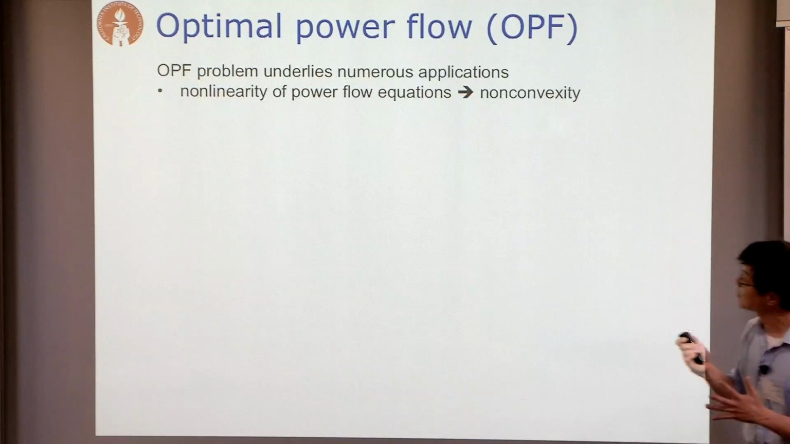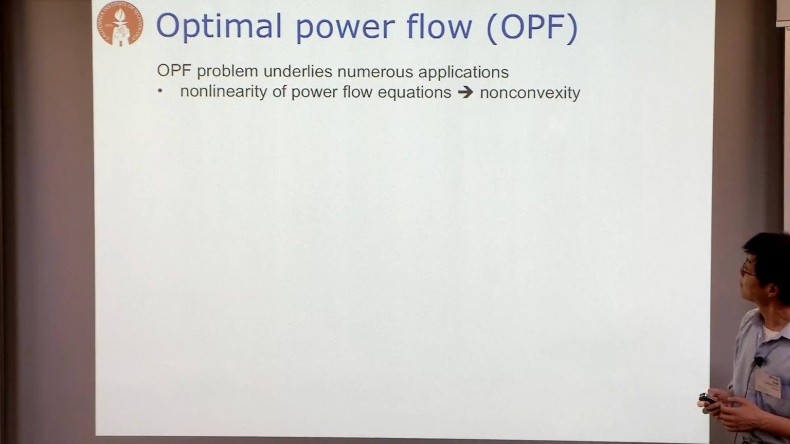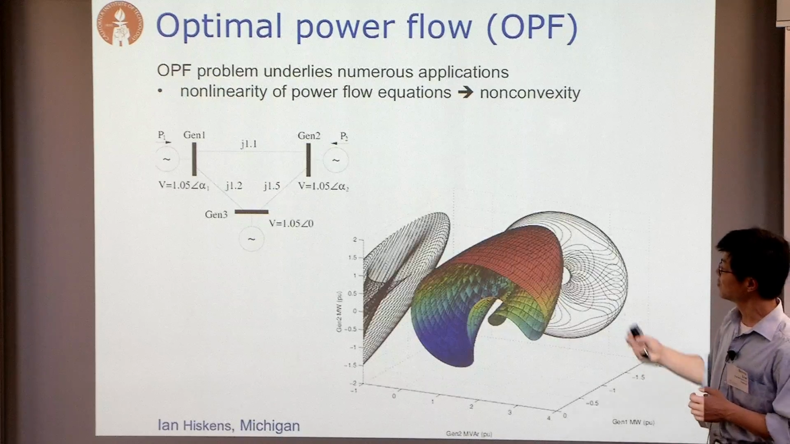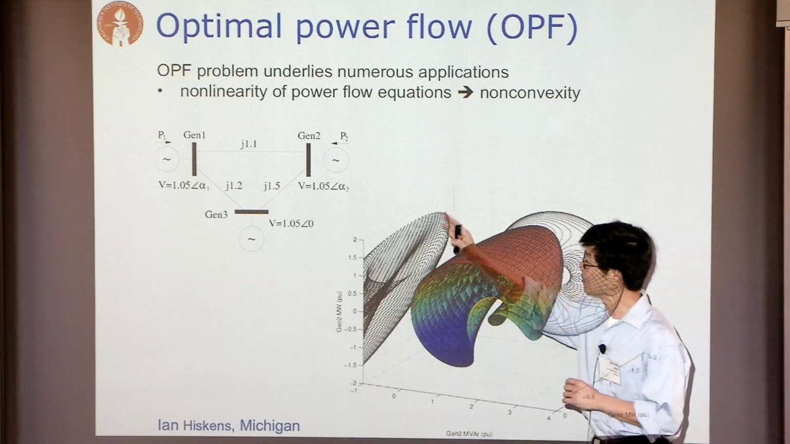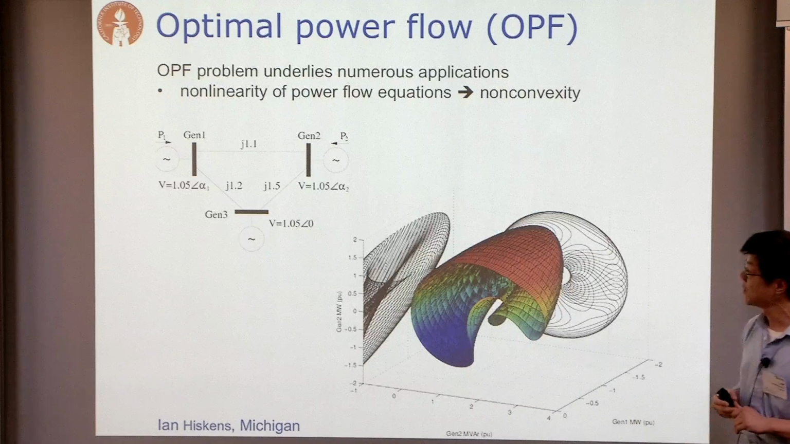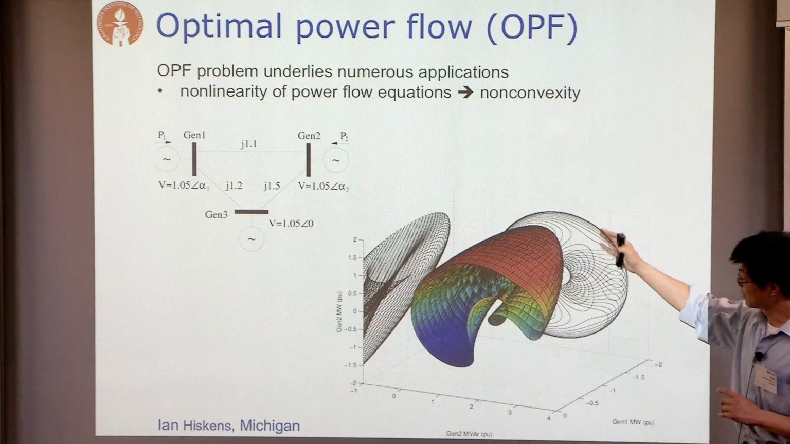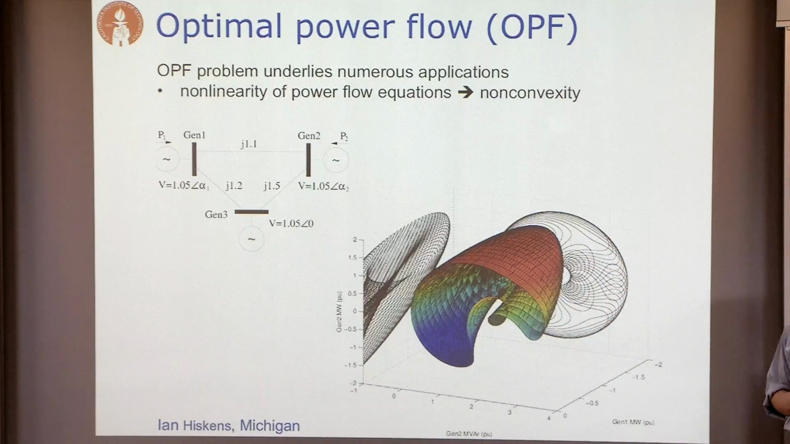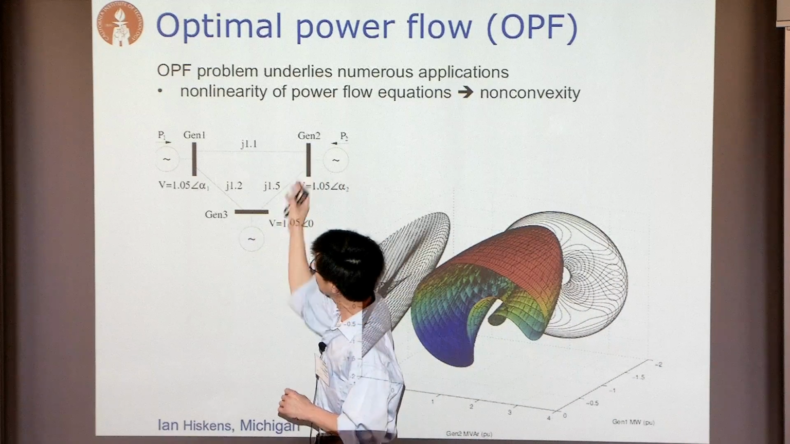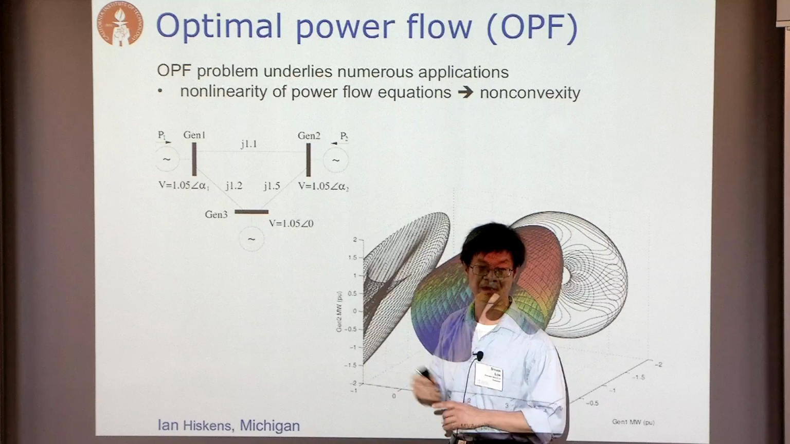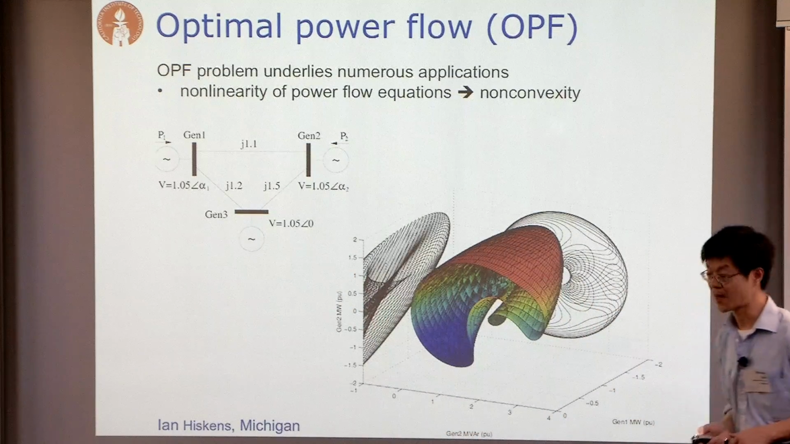The nonlinearity of the power flow equations gives us a non-convex problem, and you can visualize how terrible it could be. This is a very simple example with 3 buses, 3 nodes in the network, and if you project to some variables in your optimization, this is the feasible set. What are these nodes? Are these the power plants? In this particular example, there are 3 nodes. Each has a certain power plant, and then there are lines connecting them.